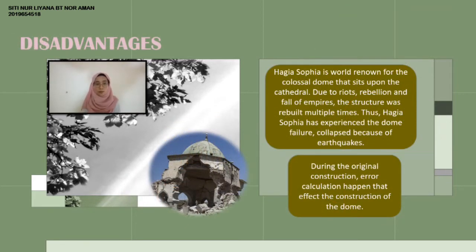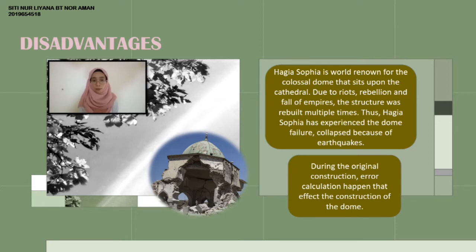Hagia Sophia is well renowned for the colossal dome that sits upon the cathedral. Due to the riots, rebellion, and fall of the empire, the structure has been rebuilt multiple times. Thus, Hagia Sophia has experienced a dome failure. It collapsed during the earthquakes. The previous contractor had made an error in calculation, which caused the collapse of the building.